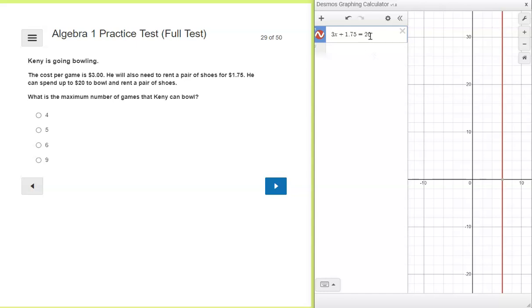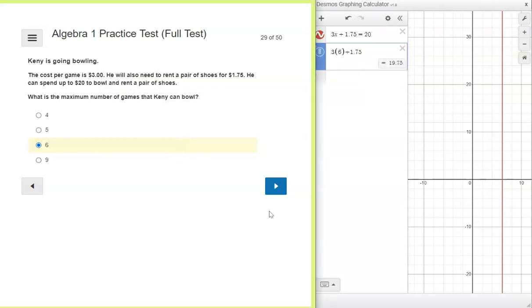So I directly went ahead and just put this in Desmos, because then I can see it's about 6 games. He can play about 6 games. If I were to say 3 times 6 games plus $1.75, that's about $20. The only other option higher than that is 9, and that would be way too much. He won't have enough money. If he plays 5, he has enough, but it says maximum amount of games, so we want to know the most games he can play. So around 6 games. Okay, so yeah.